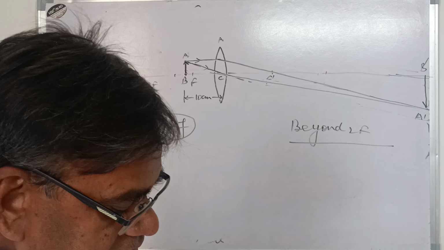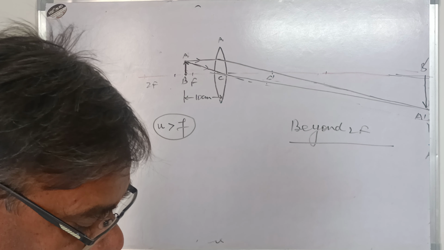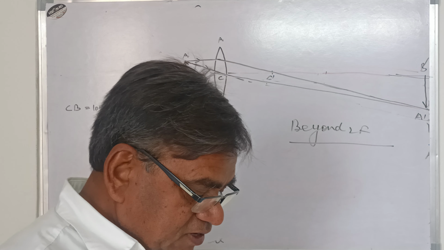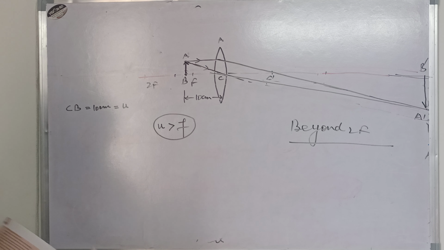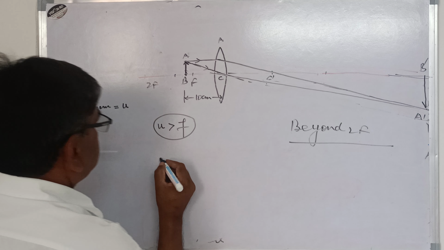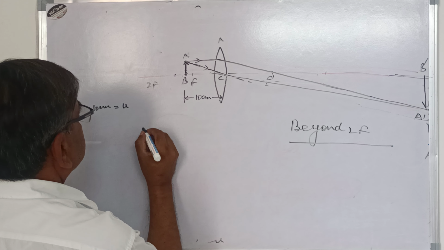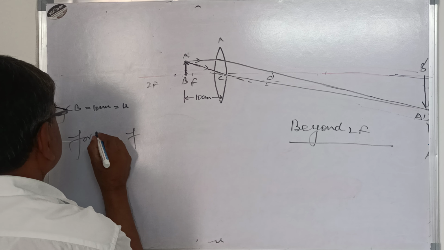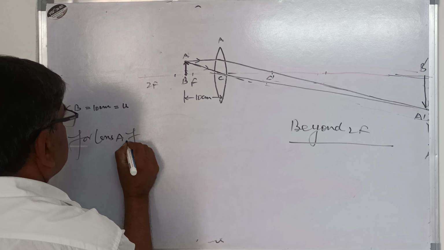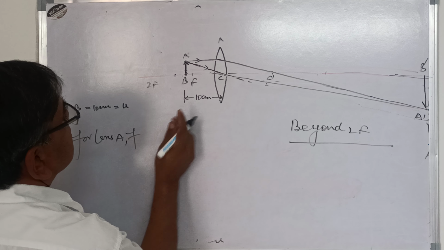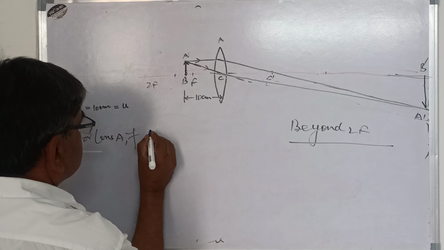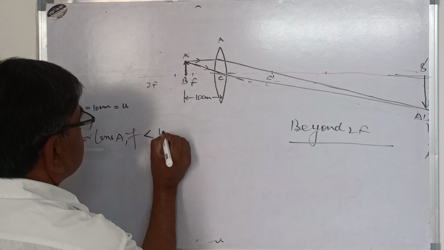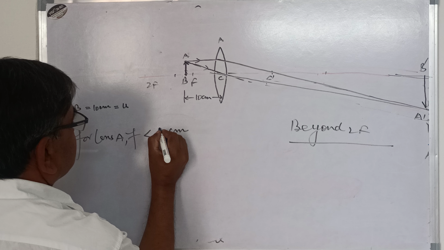So what is the focal length of lens A? And no figure is given, only it is given that placed at 10 centimeter. The focal length F here, F for lens A, what will be F? F is less than 10 centimeter. Okay.